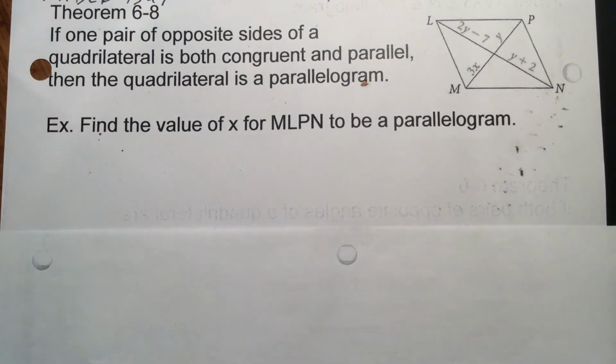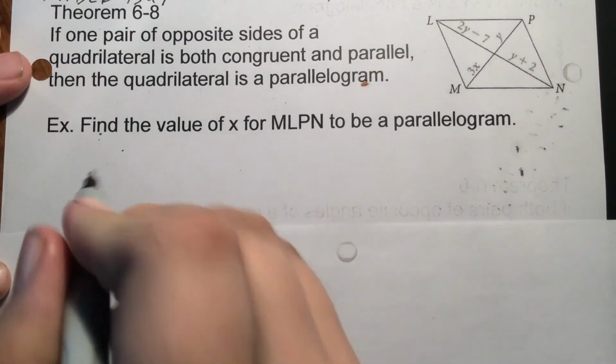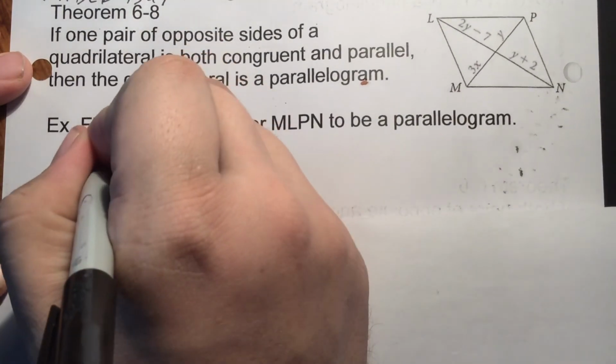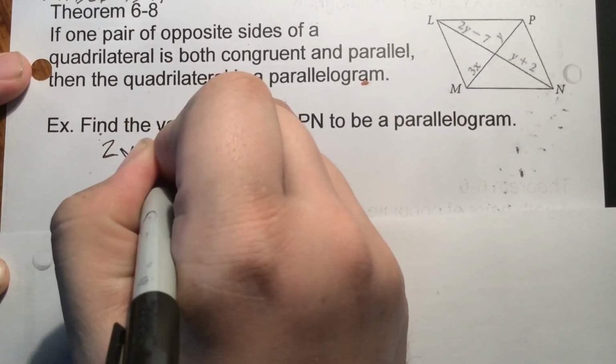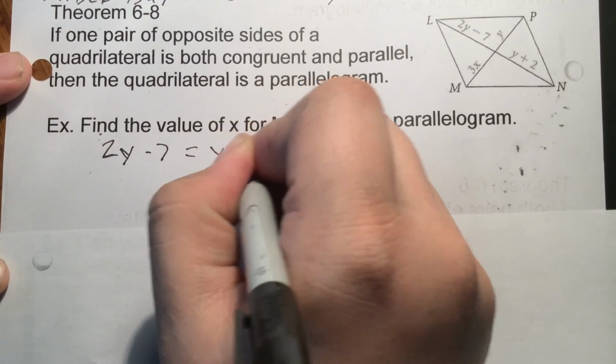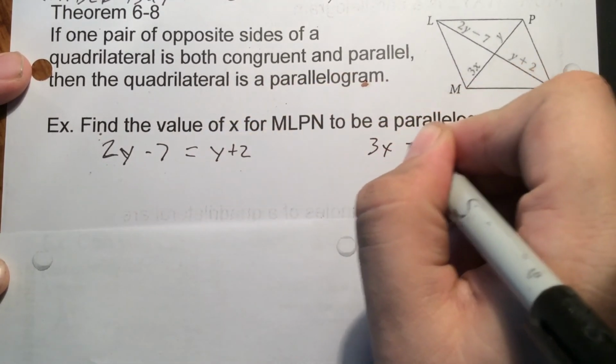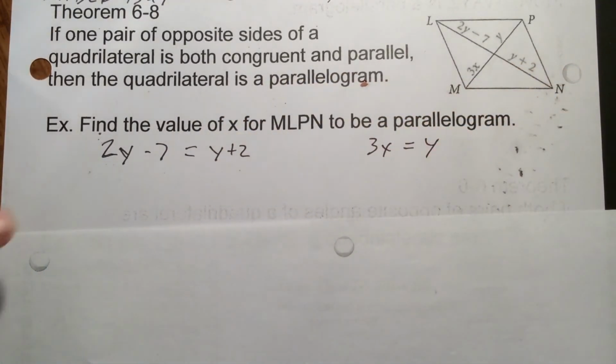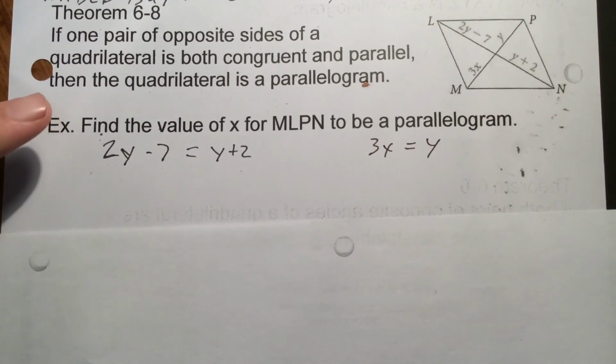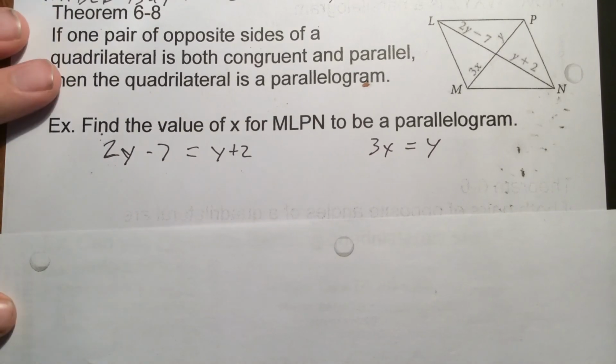And continuing with that, we can still find what these values are. Because what do we know about the parallelogram? Well, we know it bisects the diagonals. So 2y minus 7 would then equal your y plus 2, and 3x would equal y. So this first one, only in y's. Let's solve that one first. We can find what y is, and then we'll plug it in to get what x is.